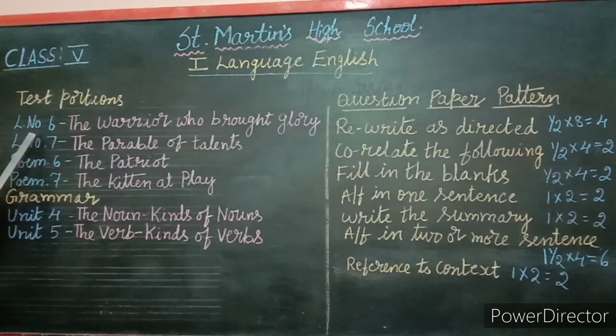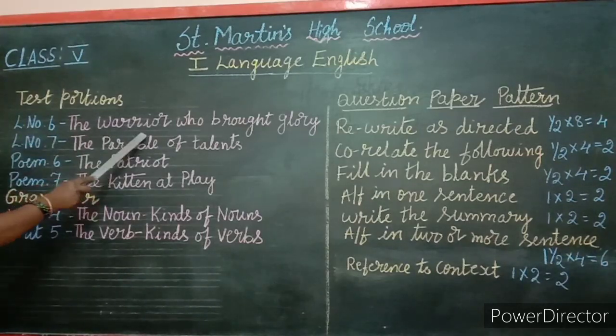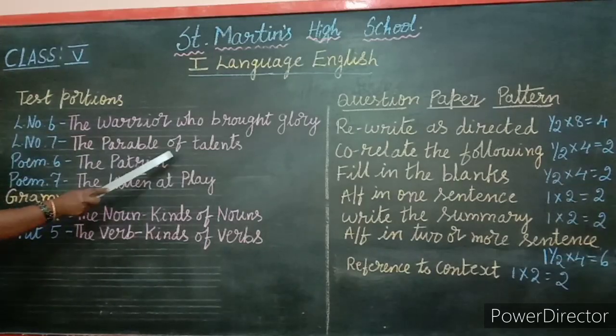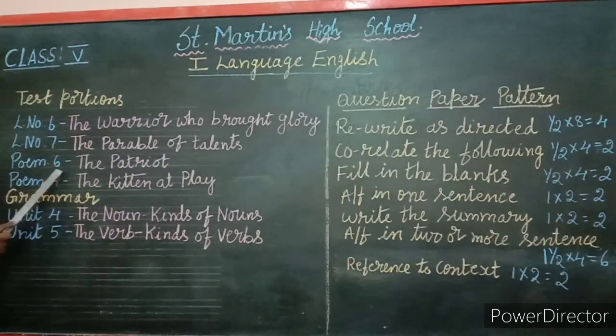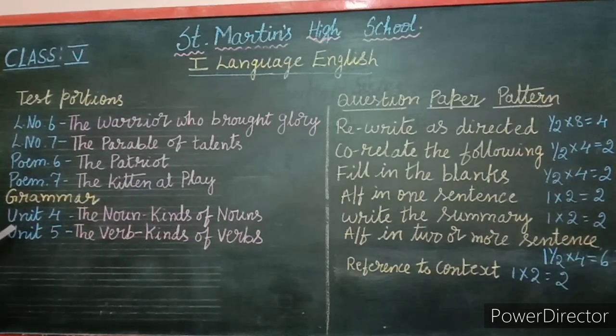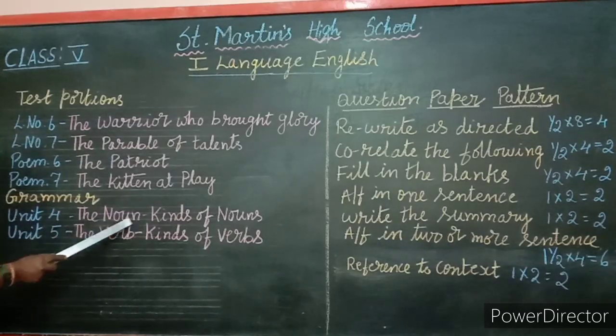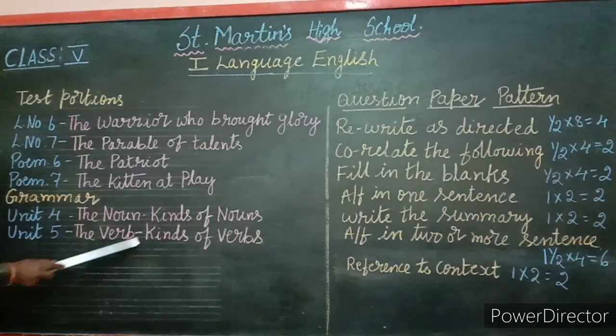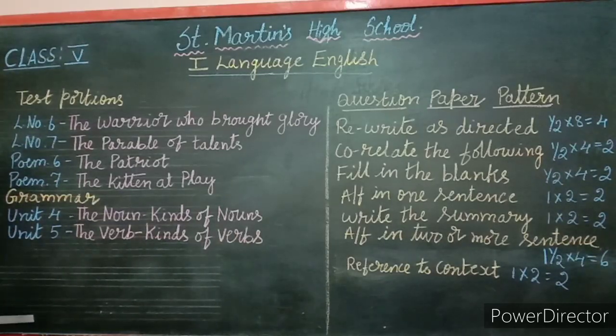Your test questions are lesson number 6, the warrior who brought glory. Lesson number 7, the parable of talents. Poem number 6, the patriot. Poem number 7, the kitten at play. Your grammar questions, unit 4, the noun, kinds of nouns. Unit 5, the verb, kinds of verbs. Yes, you came to know about your test questions.